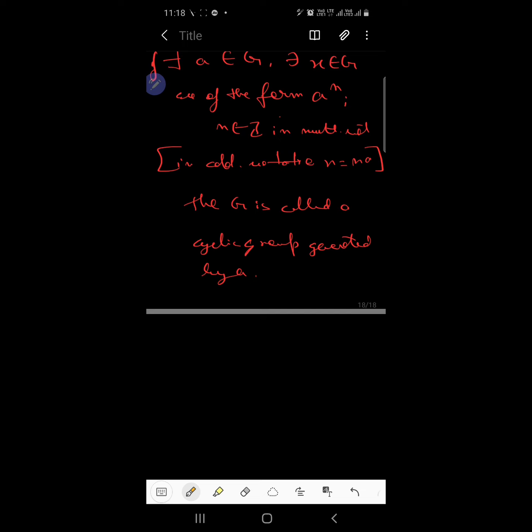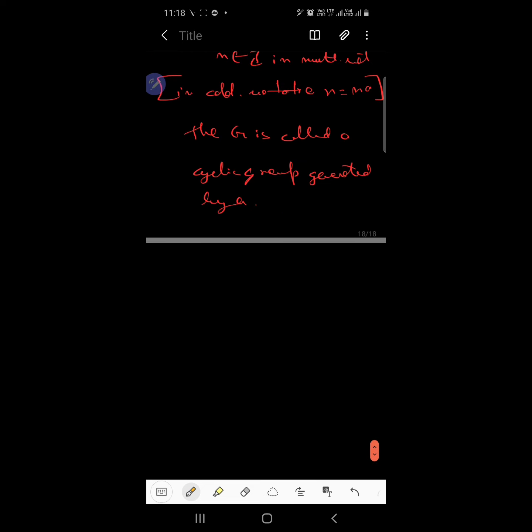Now it is not mandatory for a cyclic group to have only one generator. It can have more than one generator. First, let me give you an example of how a cyclic group looks. If we have A in G, then the cyclic group looks like E, the identity element, A square, A cube, and so on, and here A to the power minus 1, A to the power minus 2, and so on. So this is how a cyclic group looks.